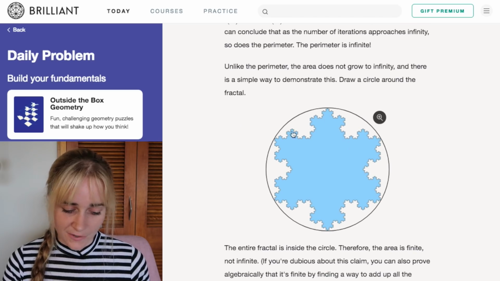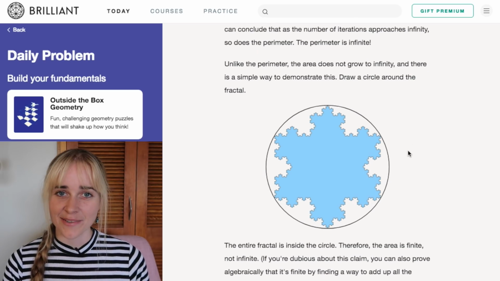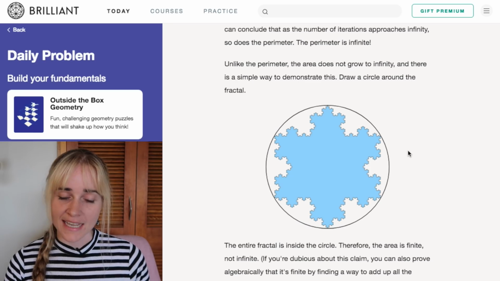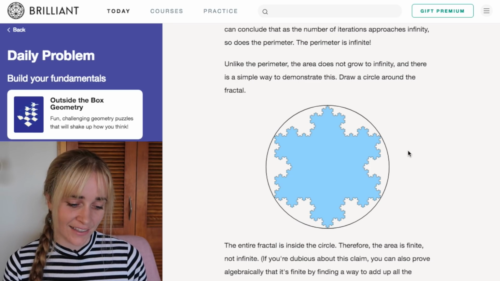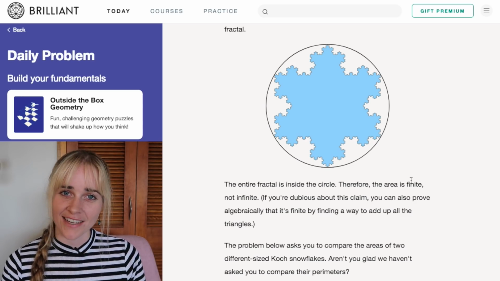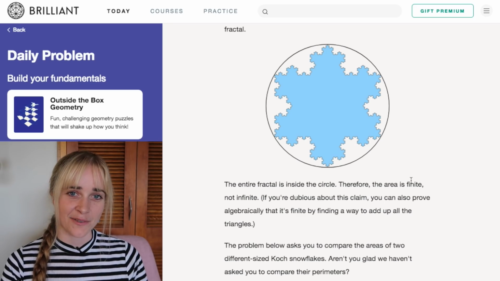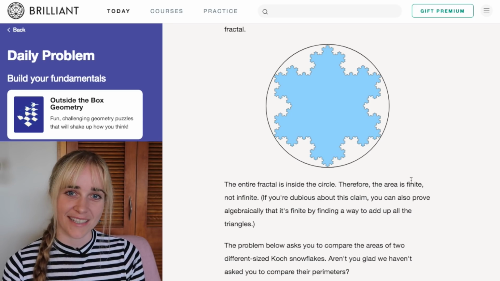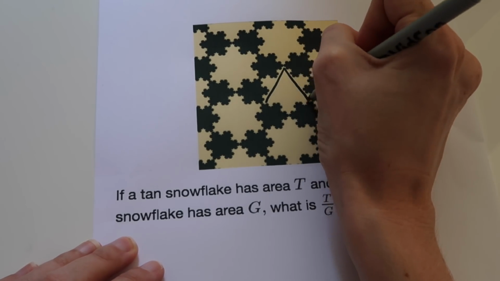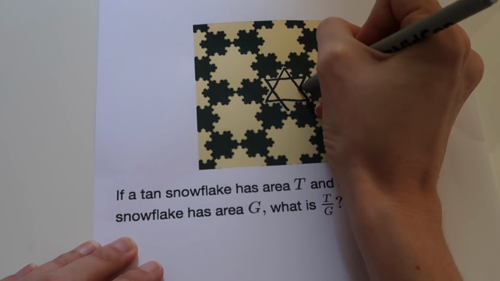So if you see in this picture, you can draw a circle around the area, and that allows you to think about the fact that this isn't going to be expanding out to an infinite area like its perimeter is getting infinite. In our problem, we were asked to compare the areas of 2 of these snowflakes, and we just have to be glad that we're not being asked to compare the perimeters, because that might be a bit trickier. We can start by drawing in our original 6 pointed stars into 2 of the snowflakes.